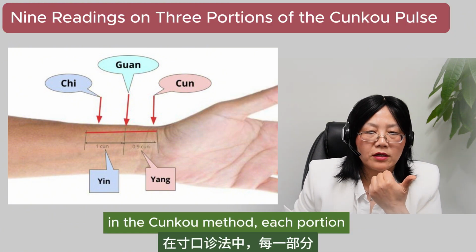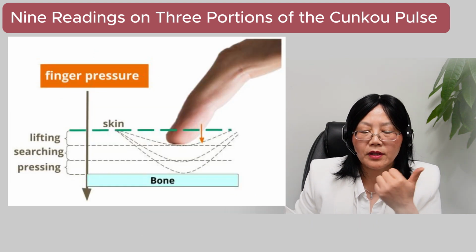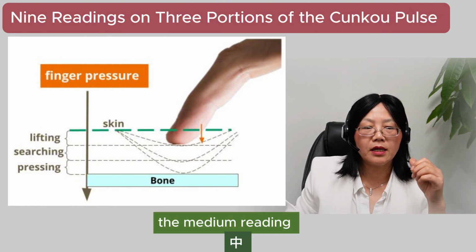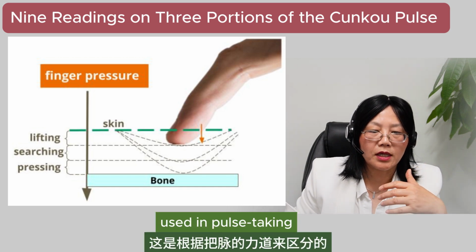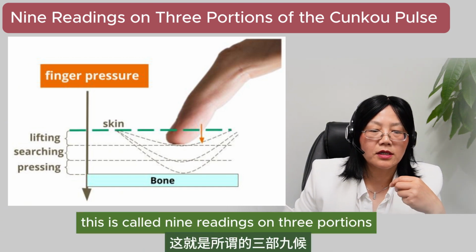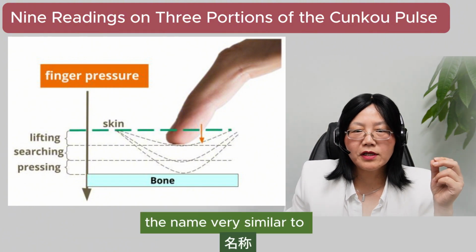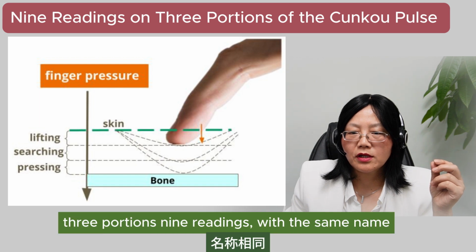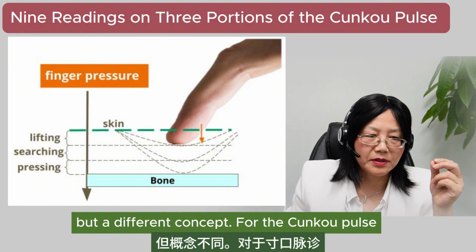In the Cunkou method, each portion, Cun Guan Chi, is divided into 3 readings. So we call it a light reading. The light reading is just superficially touch the skin. The medium reading and heavy reading, according to the force used in pulse taking. This is called 9 readings on 3 portions. The name very similar to the general diagnostic method. 3 portions, 9 readings, with the same name but different concept.